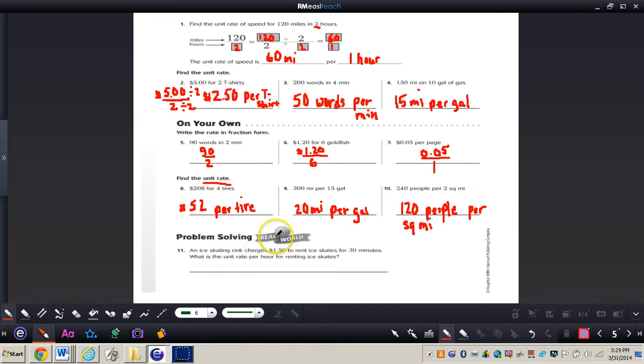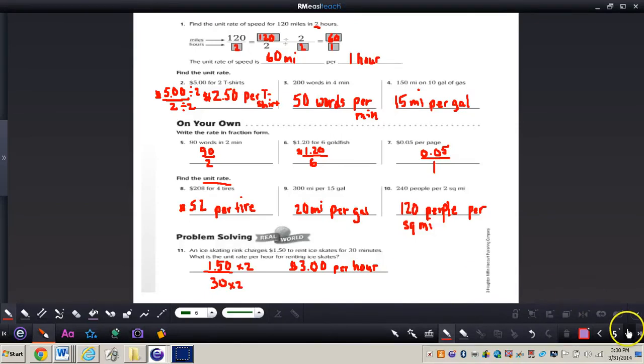And what I want you to do now is look at number 11. And I want you to set it up $1.50 for 30 minutes. And what you have to do is find out how much it is per hour. Understand that 30 minutes is a half of an hour, so what you will need to do is multiply 30 times 2 and $1.50 times 2. I want you to do that and find the unit rate for how much it is per hour. And I want you to pause the video now. And we can see the answer here is $3 per hour. We multiplied $1.50 times 2 and 30 times 2. And that gave us $3 per hour.